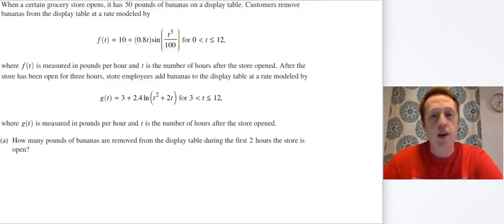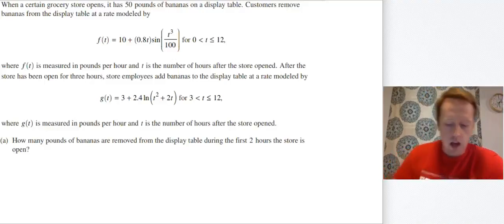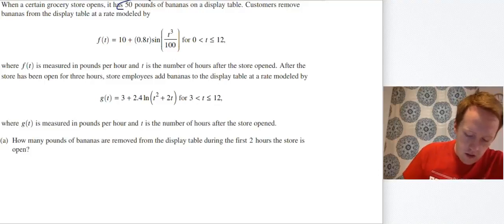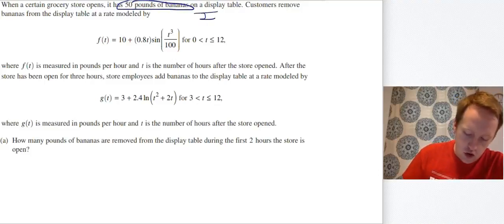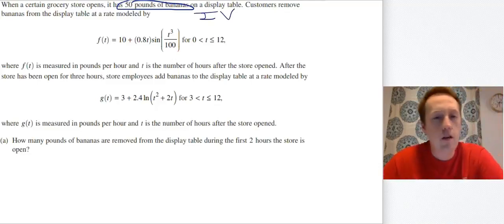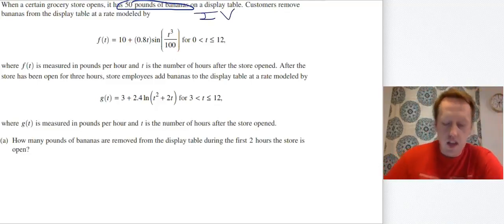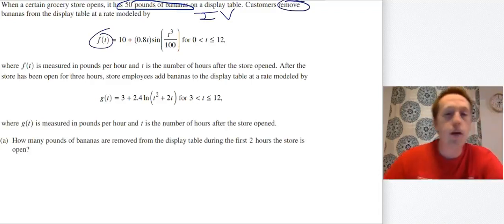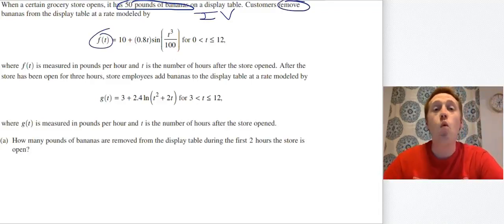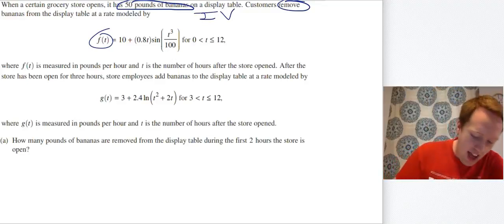So the first thing I'm going to do, I haven't even read a question. I'm going to go through, I'm going to mark up this FRQ. What I see first, in the very first line, they say 50 pounds of bananas. That seems important. That seems like that's going to be my initial value. I'm going to just label it IV. Okay, then f of t, that's customers remove at f of t, right? So that means the customers are taking bananas away from the system. That's going to be my rate out.